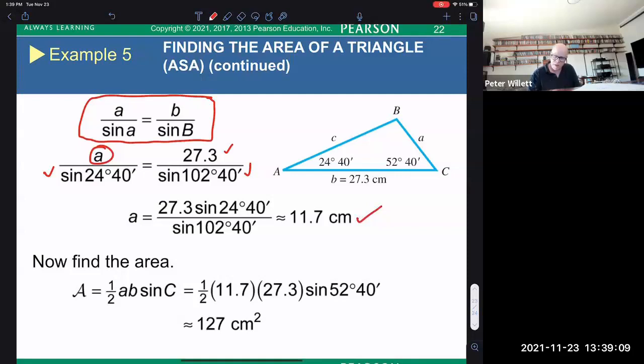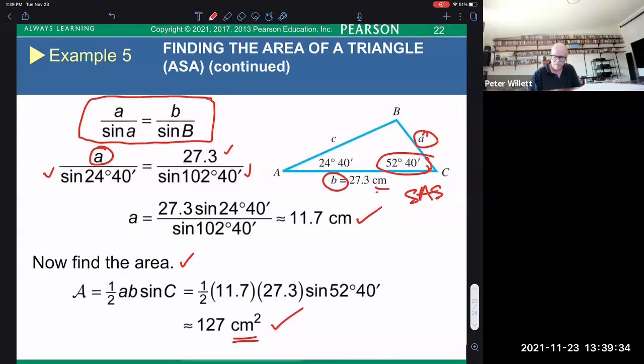And now that they've found A, we know A and B, and we know the angle between them. So we can do the side angle side formula for the area. That's what they do. Now to find the area, we multiply the two sides that we now know by 1/2 and the sine of the angle between them. And that gave us the area. Notice the square centimeters versus the measurement of centimeters of the side length. So even if you have two angles and a side, you can get the area of the triangle. If you have a side angle side, you can get the area of the triangle.